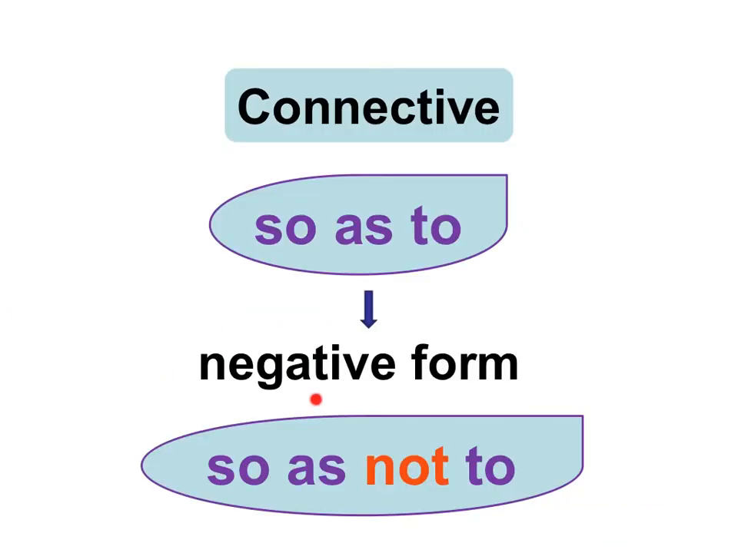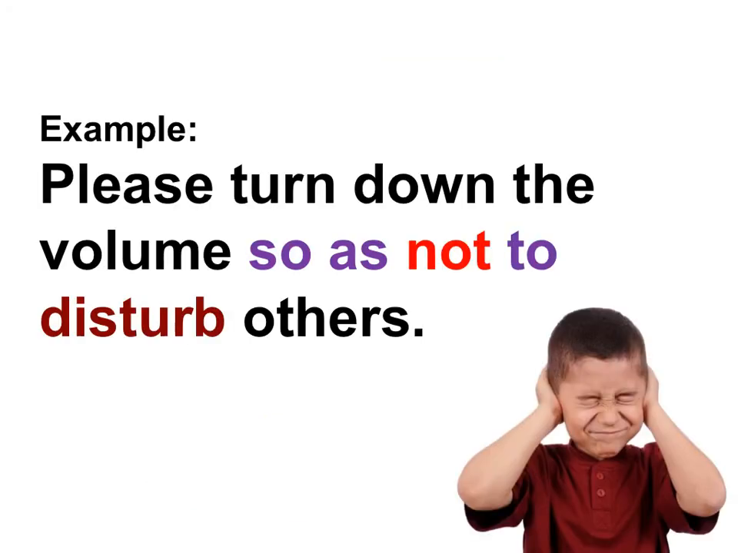The negative form of so as to is so as not to. Example: please turn down the volume so as not to disturb others. The action is turn down the volume, and the purpose of this action is not to disturb others.